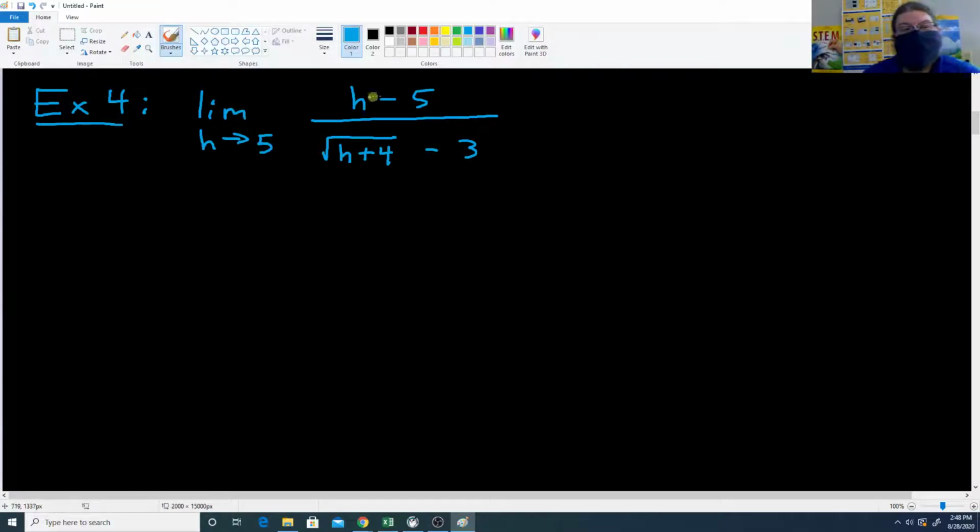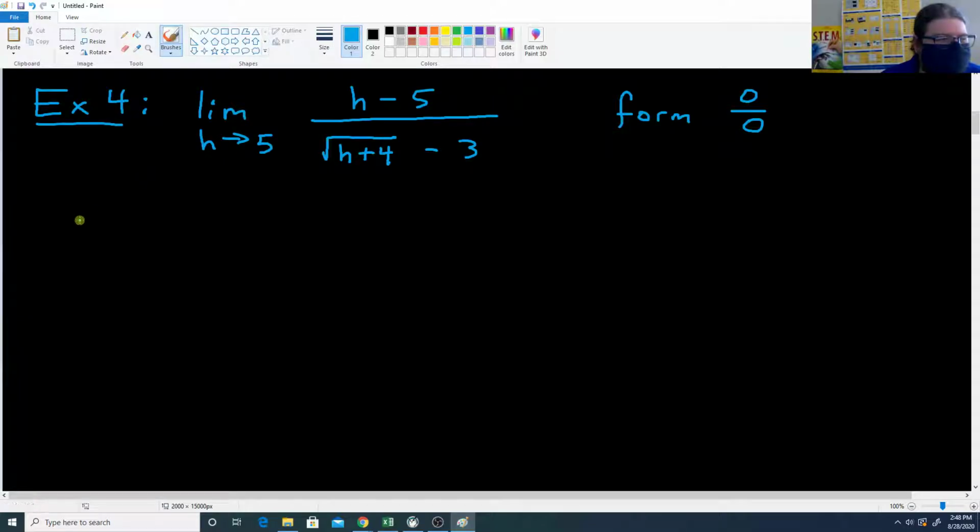If we try to put 5 in the top, 5 minus 5 is 0. If we put 5 down here, 5 plus 4 is 9, the square root of 9 is 3, and 3 minus 3 is 0. We are in the form 0 over 0, so hopefully we can do something to get things to cancel out nicely. When you see square root stuff with a minus in it, a lot of times you can fix that with the conjugate.